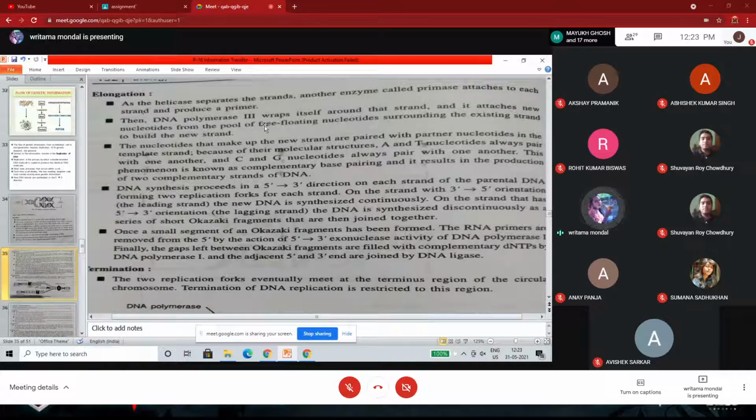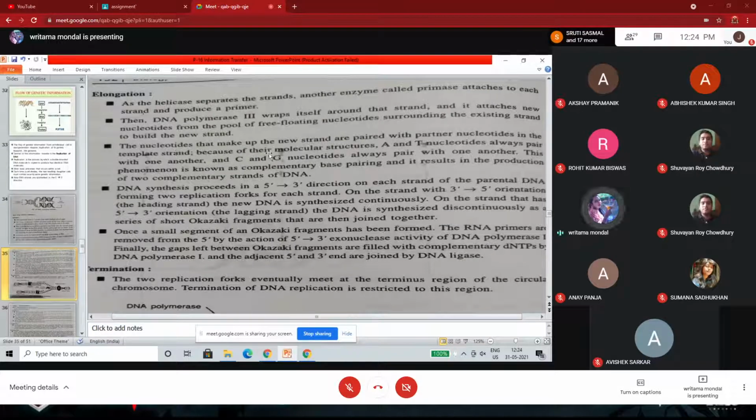So after adding this primer with the help of primase, a short RNA primer is added. Then the DNA polymerase enzyme, in this case DNA polymerase 3, wraps itself around the strand and makes the DNA with bases A, T, C, G, T, C, C, C, C. From this 5' to 3', one strand is synthesized, the leading strand. So let's see what happens next.